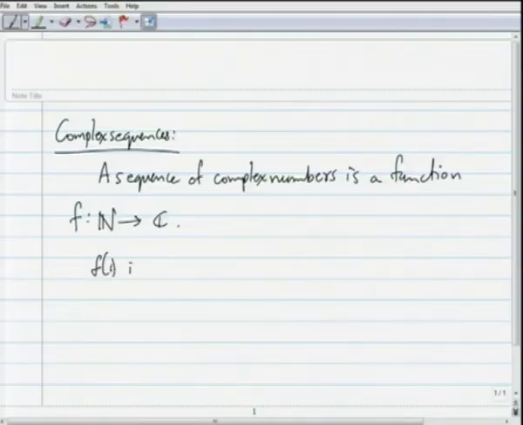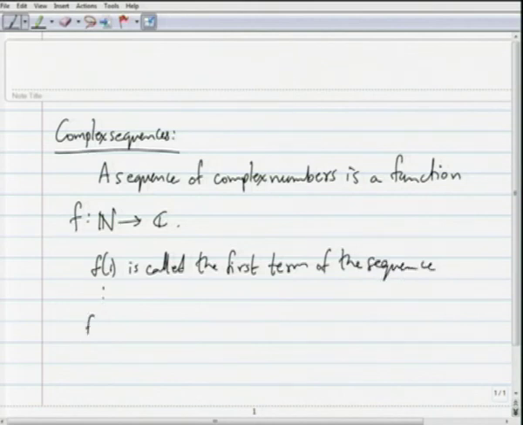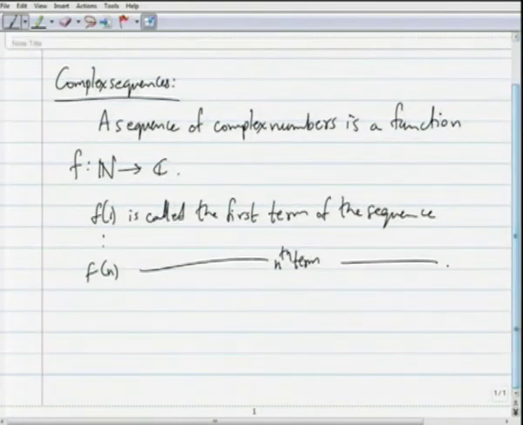Okay. So, f of 1 is usually called the first term of the sequence, etcetera. Generally speaking, f of n is called the nth term of the sequence. Okay. So, we can also talk about convergence of the sequence like we do for real sequences.